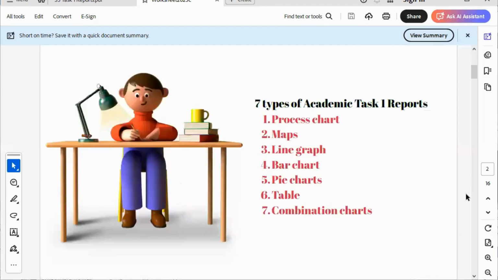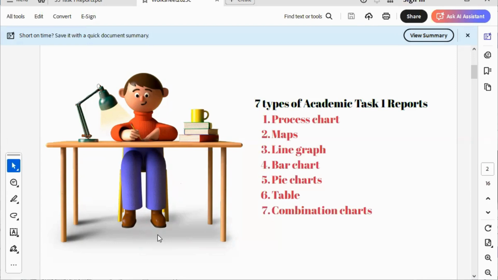Okay, so when it comes to IELTS academic task 1 writing, there are 7 possible options or 7 possible questions. They can give you any one of these 7 questions. It's either they will give you a process chart to write on, or they will give you a map. You are going to write a report based on 2 maps. It could be 2 maps or 3 maps. Okay, or they will ask you to write a report based on a line graph.